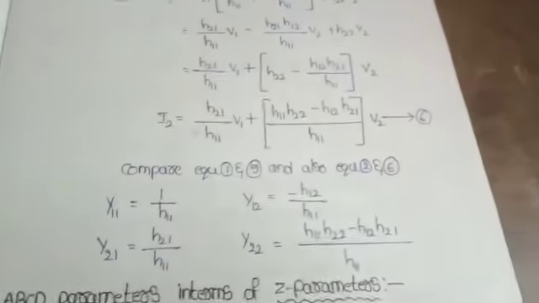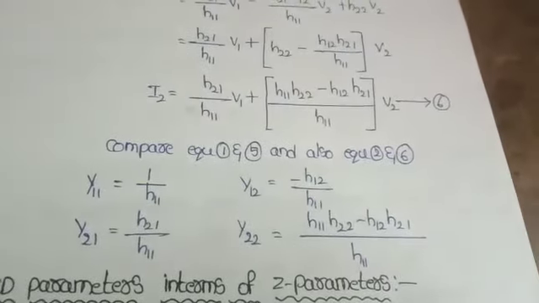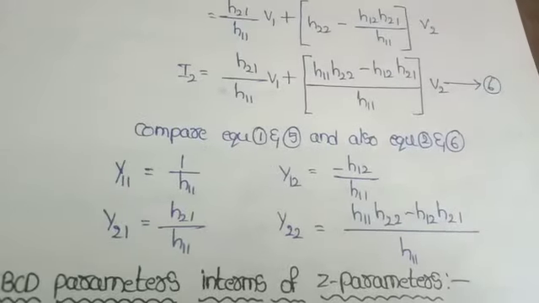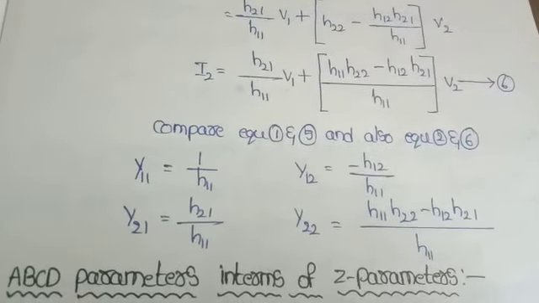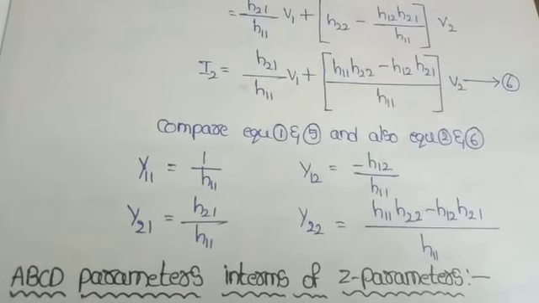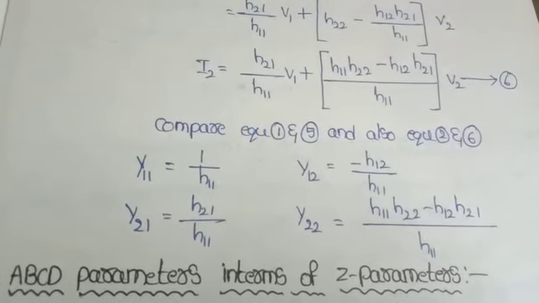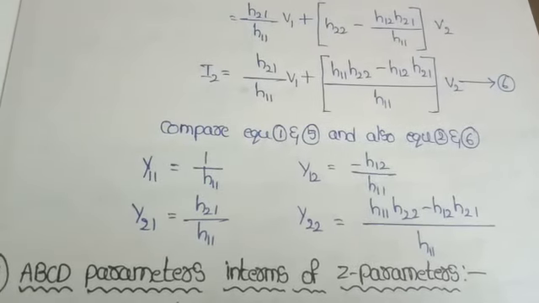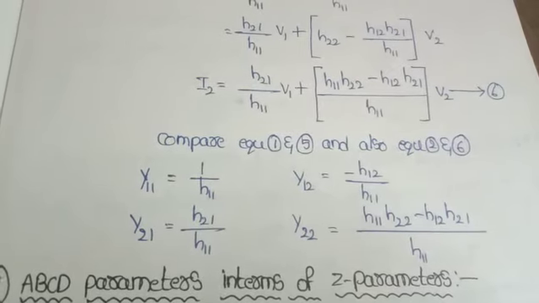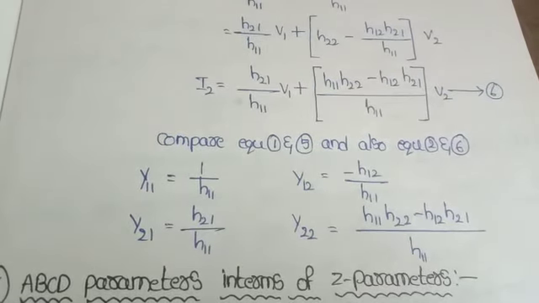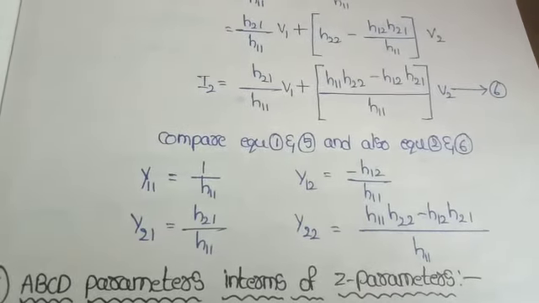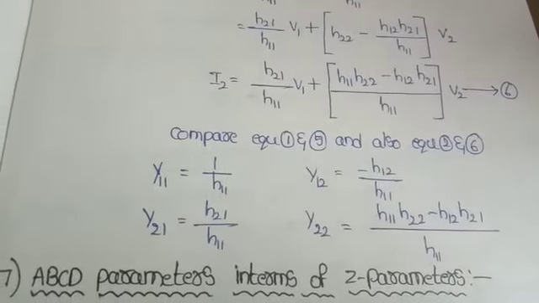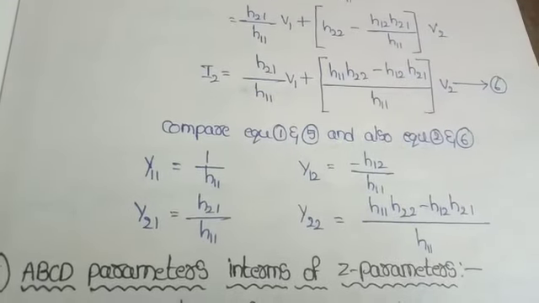Now compare equation 1 and 5 and also equation 2 and 6. Determine the y parameters individually. Y11 equal to 1 by h11, y12 equal to minus h12 by h11, y21 is equal to h21 by h11, and lastly y22 equal to delta h by h11. Like that, you have to determine the y parameter in terms of Z parameters, ABCD parameters and H parameters.